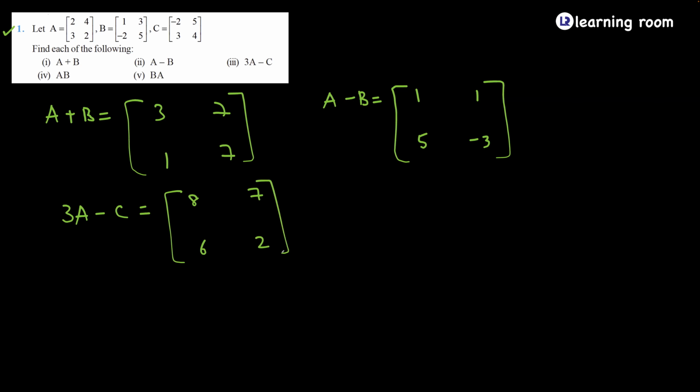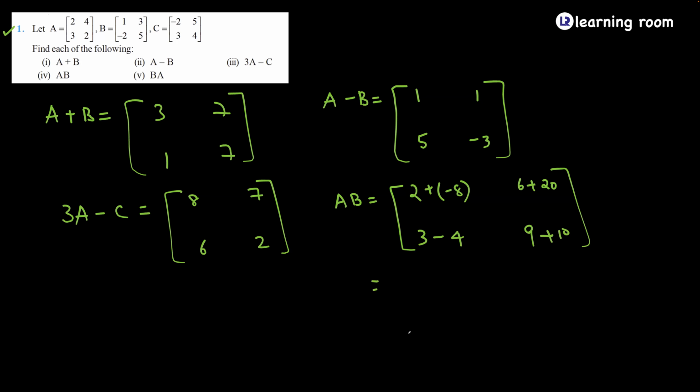Right? So similarly, what is AB? First of all, is AB feasible? Yes, 2 cross 2, 2 cross 2, it is possible. So when you do AB, it is going to be 2 into 1 plus 4 into minus 2, which is minus 8. Right? Similarly, 2 into 3, 6, 4 into 5, 20. So 3 into 1, 3, 2 into minus 2. So it is 3 minus 4. So 3 into 3, 9. 2 into 5 plus 10. So what will the answer be? It will be minus 6, 26, minus 1 and 19. So this is going to be the value of AB.